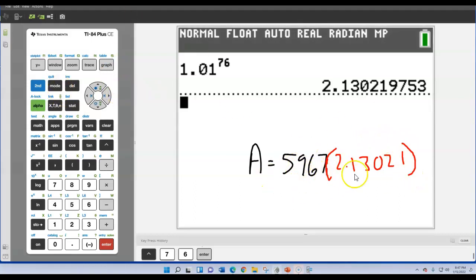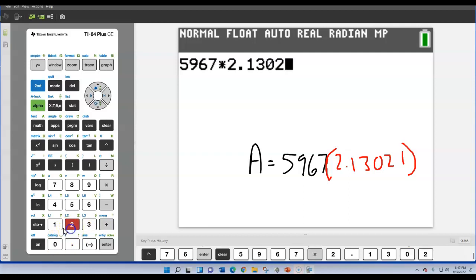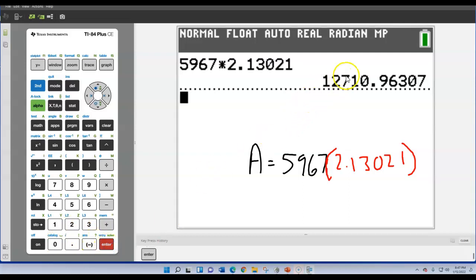And then finally, we're going to multiply these two things together. So it's going to be 5967 times 2.13021. And we should have about the same answer as I got doing it the other way.